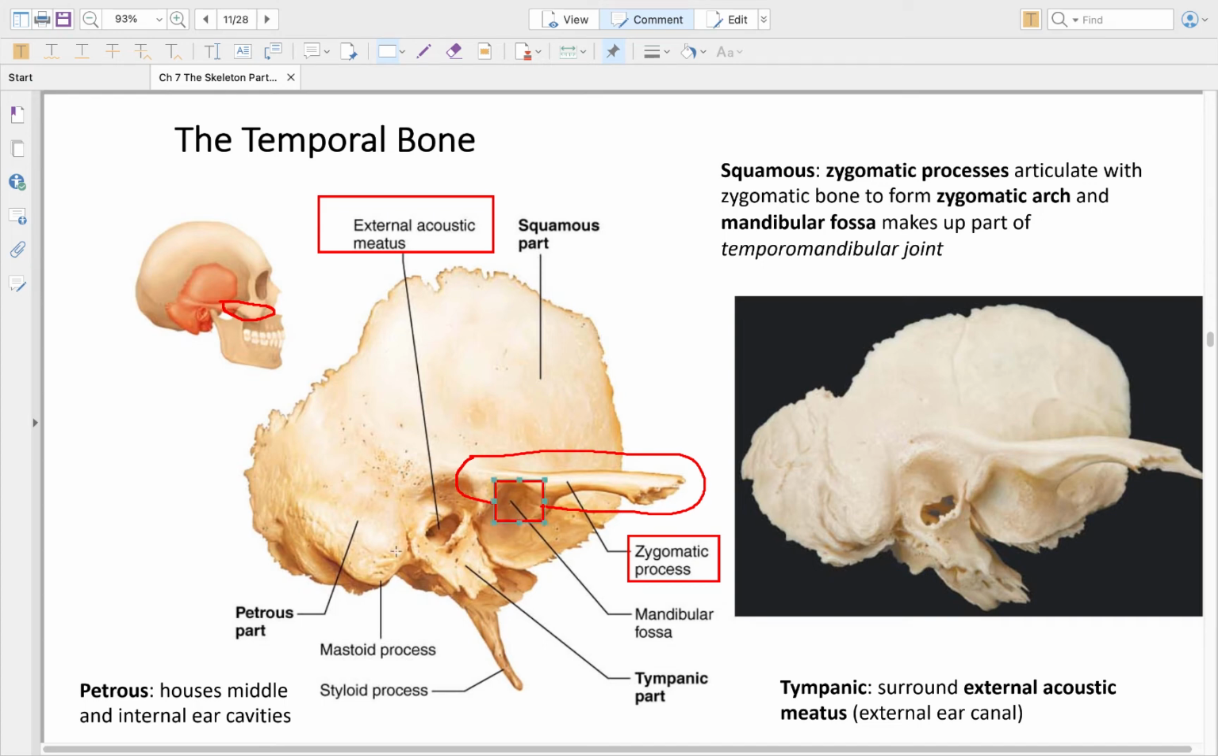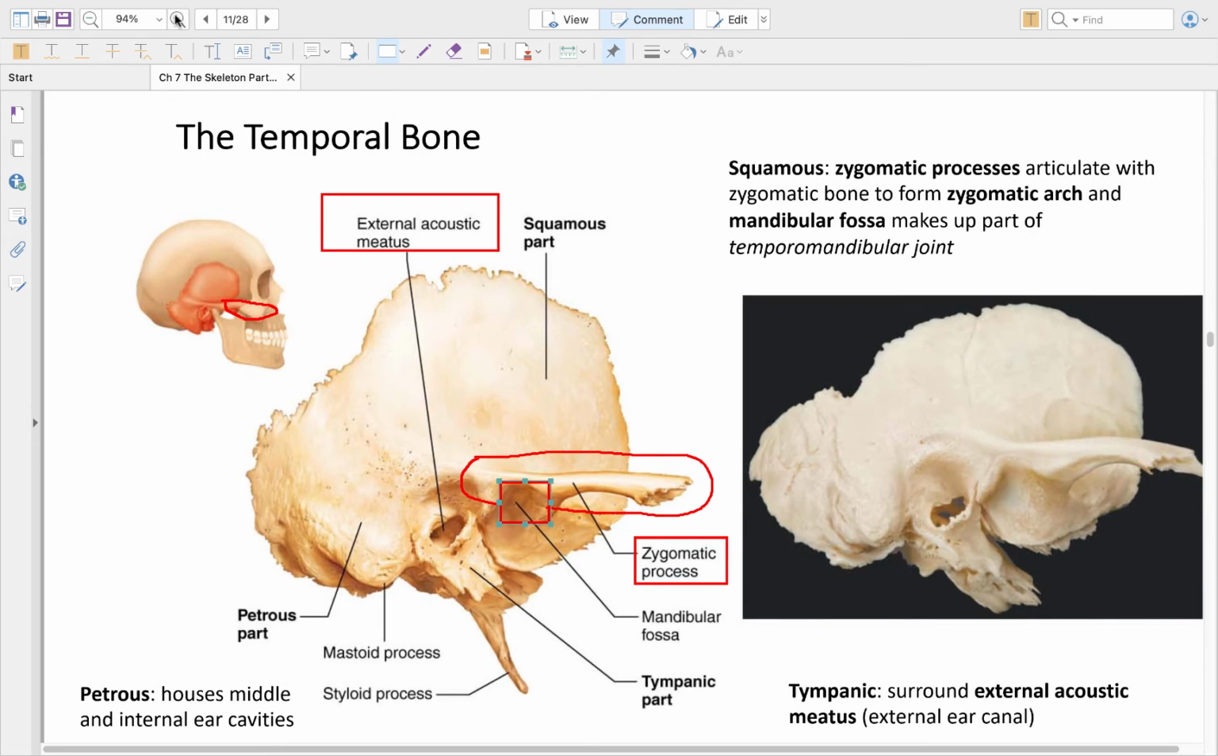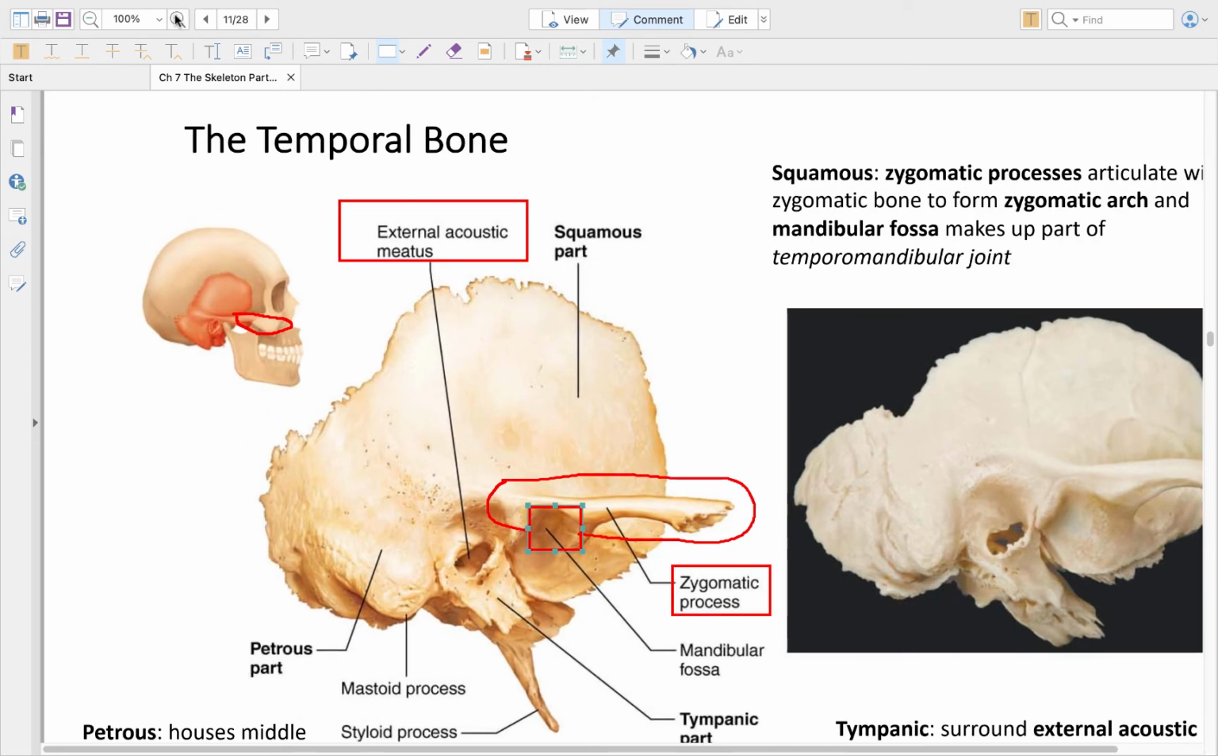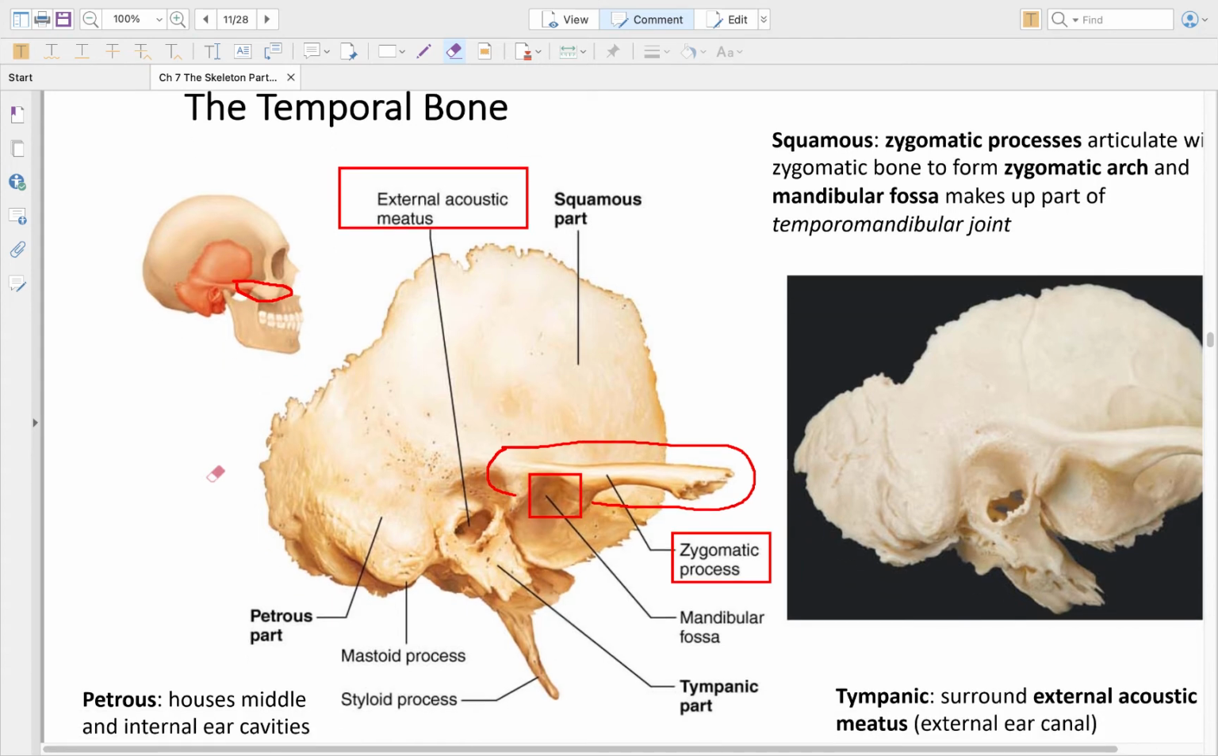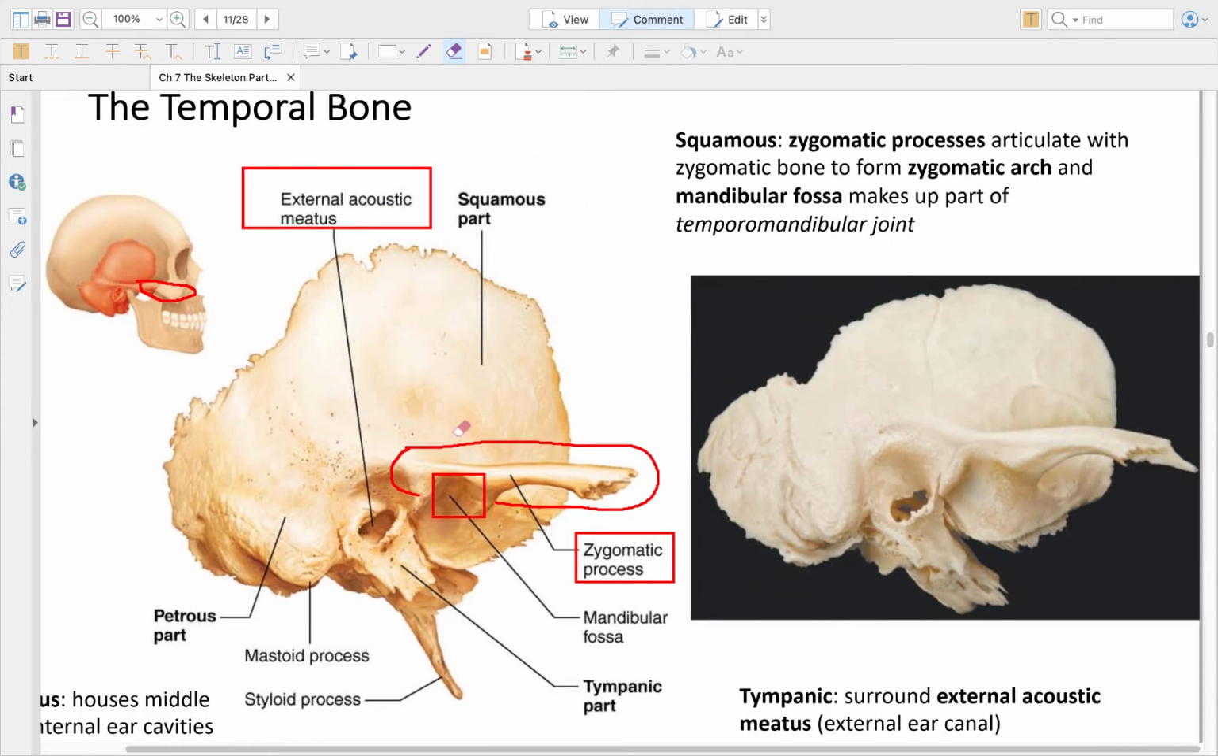Now, I know when you look at bones, you kind of go, well, you're expecting us to remember these random markings. They're not random. So you have to find ways to identify the markings, and the best way to go about it is to take a picture like this, a blank bone, and label it yourself. Label everything. The external acoustic meatus, the zygomatic process, and then the mandibular fossa.